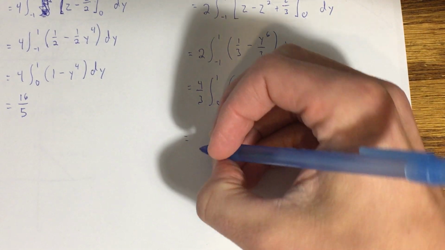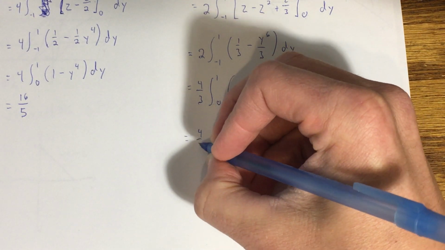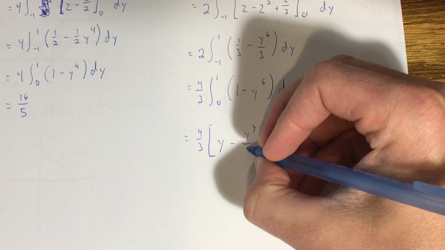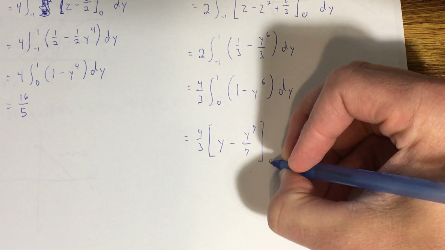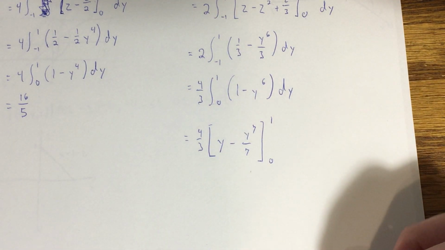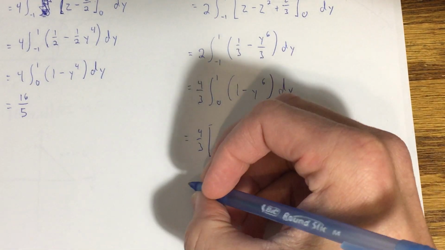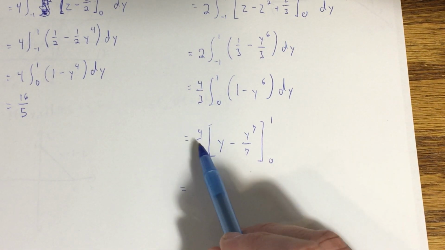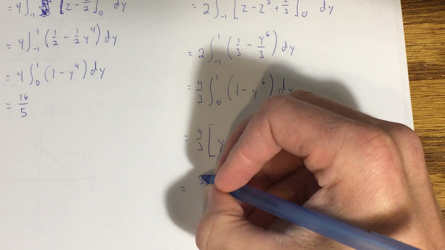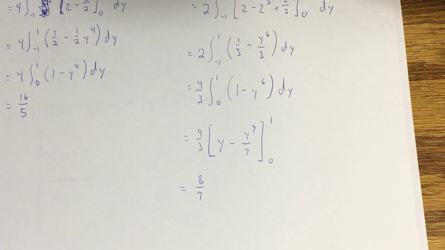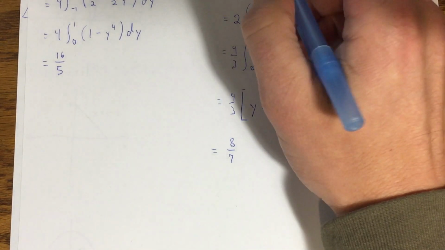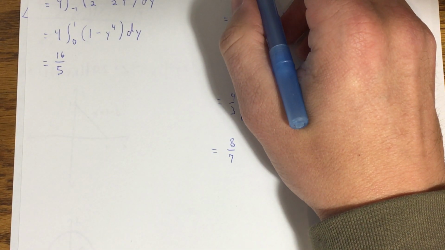Okay, this becomes 4/3 times y minus y to the 7th over 7 from 0 to 1, which will become 1 minus 1/7 or 6/7 times 4/3. After simplifying, I should get 8/7 as a result. Okay, now that's the moment about the YZ plane.